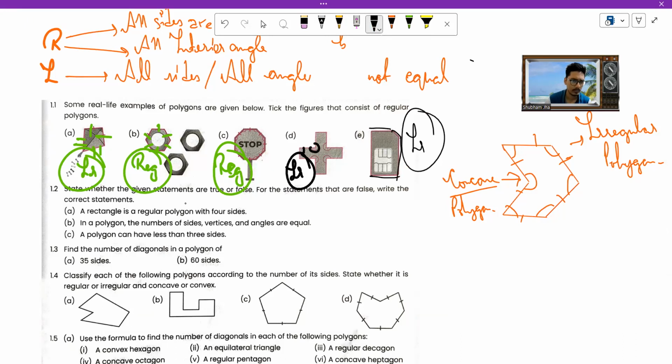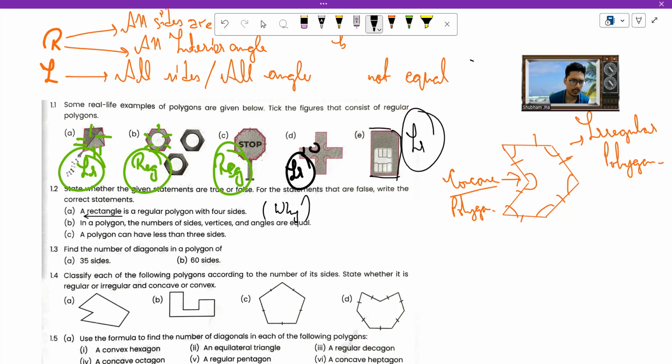Now state whether the given statements are true or false. For the statements that are false, write the correct statement. A rectangle is a regular polygon. Okay, we have already discussed it. I will leave it to you. Is a rectangle a regular polygon? If not, then tell me why in the comment section.